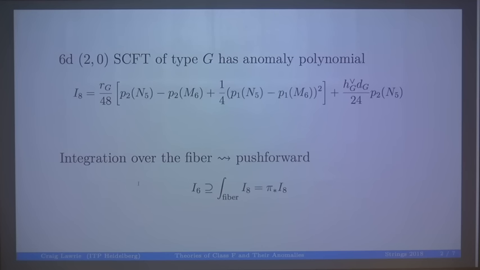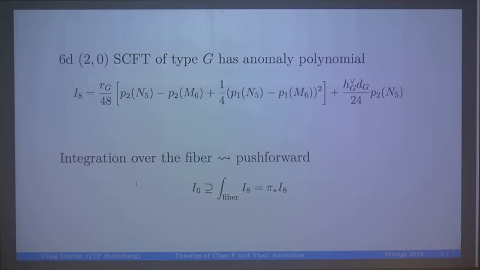So we understand the anomaly of the 6D (2,0) superconformal field theory living on the M5 branes. It's gravitational and R-symmetry anomalies. And we know that if we start with a higher dimensional theory, we can work out the anomalies of the lower dimensional theory by integrating the anomaly polynomial over the compactification space.